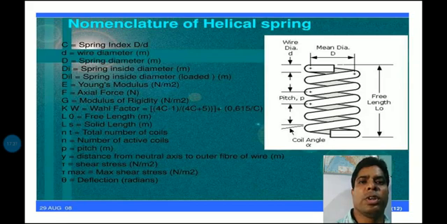Spring inside diameter Di, and the spring inside diameter under loaded conditions, that is DiL. Capital E is Young's modulus, in Newton per millimeter square. F is the axial force, in Newton. G is the modulus of rigidity, in Newton per millimeter square.